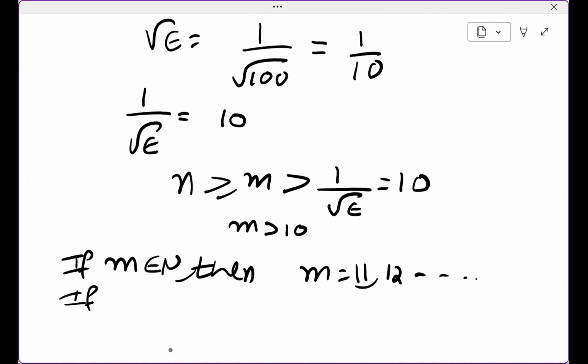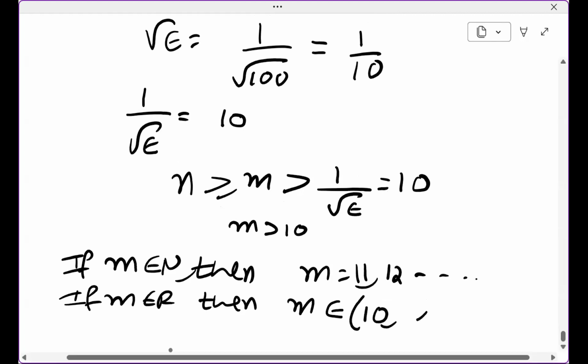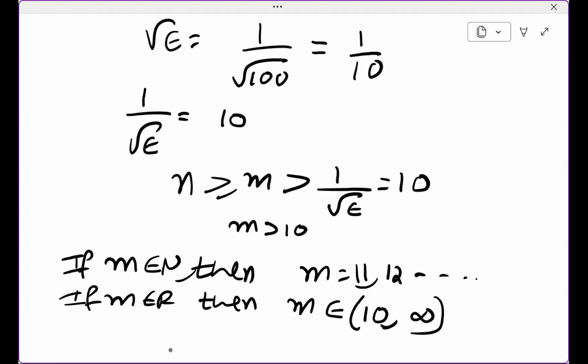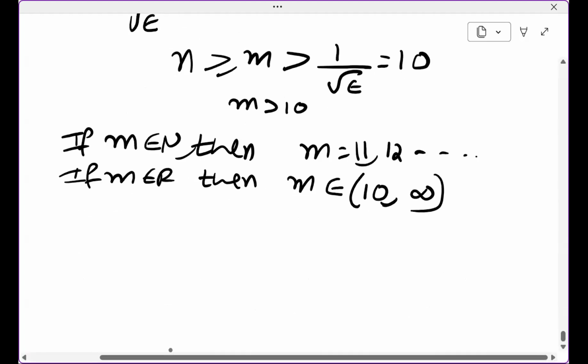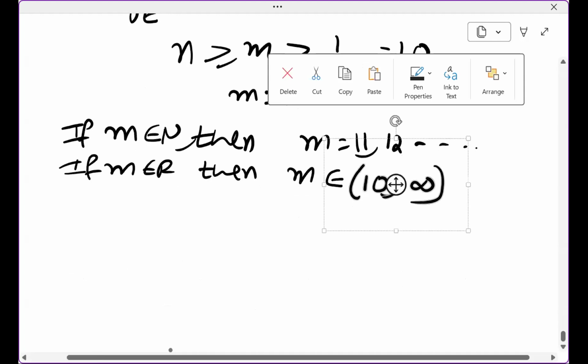If M is a real number, then what are the values M takes? What is the next number after 10? We don't know. After 10, what is the next real number? We don't know. So M is between 10 to infinity. 10 it cannot take because strictly greater. 10.1, 10.01, 10.11, anything up to infinity. So what are the values of M?